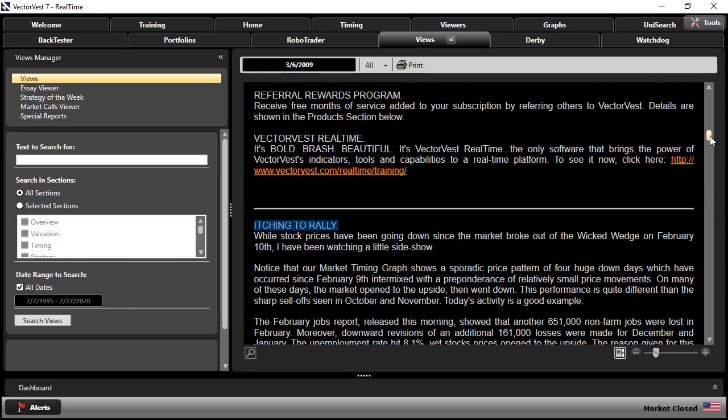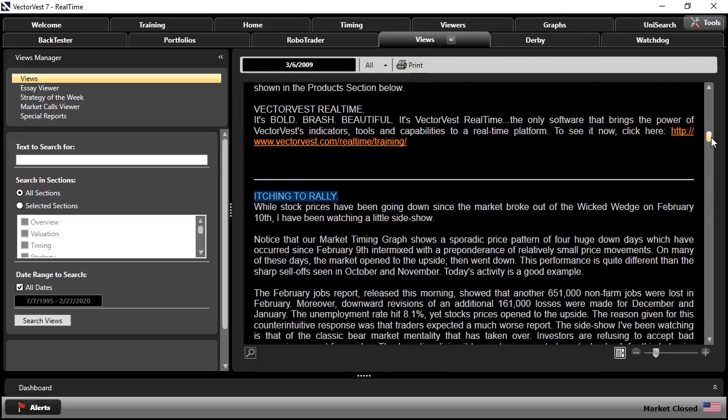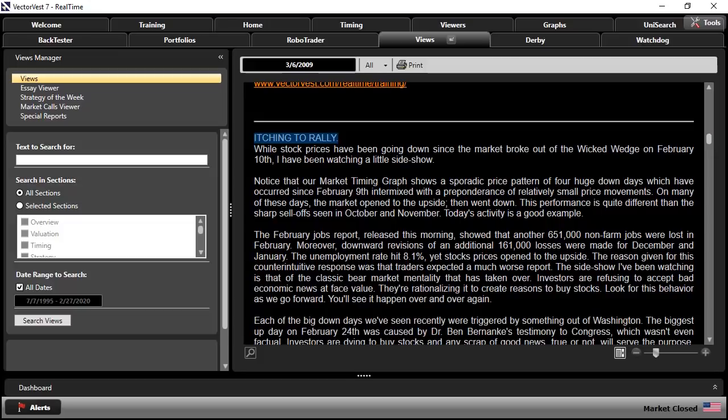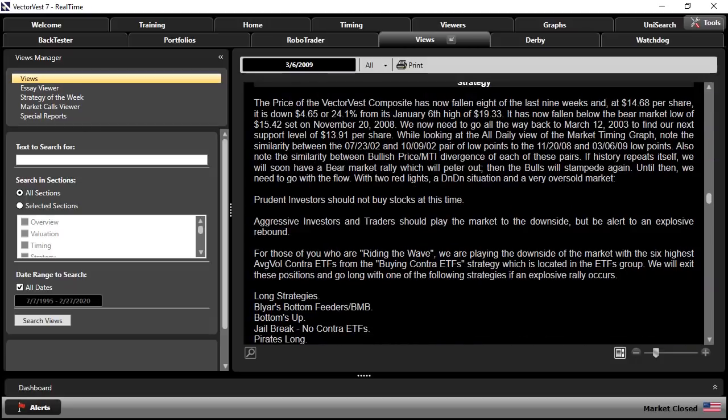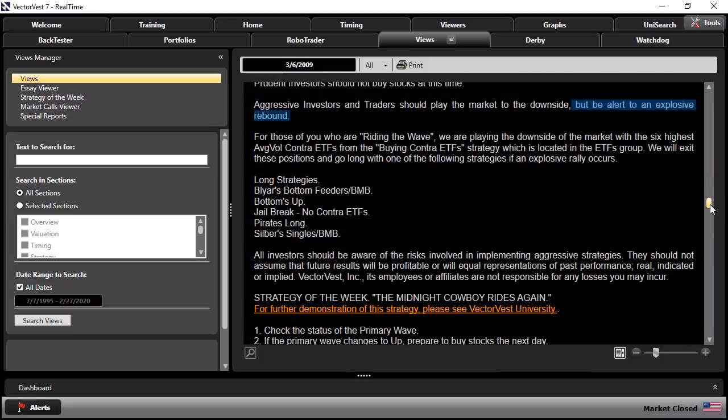So we all know what was going on. The housing bubble, everything was kicking over. While the stocks have been going down since the market broke out of the wicked wedge on February 10th, I've been watching a little sideshow. I'm going to scroll down a little bit. Dr. DeLito said right here, aggressive investors and traders should play the market with the downside, but be alert to an explosive rebound. Next thing, he gave you 5 strategies that we were going to go with.